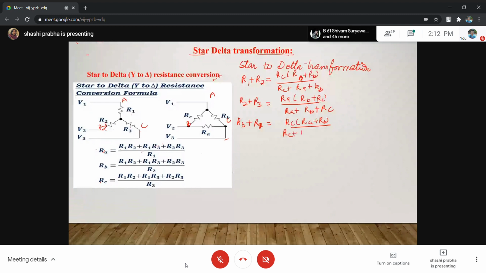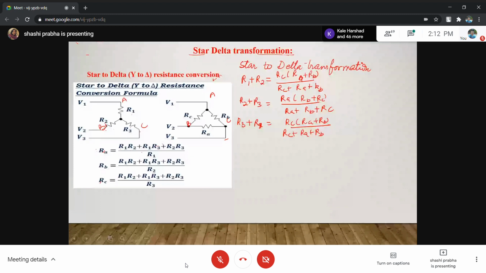ये तीन equations हमको मिले. I'll call this equation 1, this equation 2, and this equation 3. Okay, important question. अभी हमें क्या करना है? Find star delta. Star to delta. I have to find RA, RB, and RC. Is it? Star to delta.